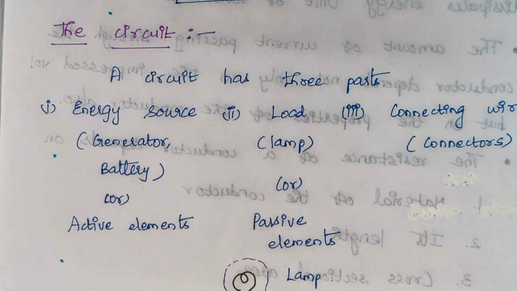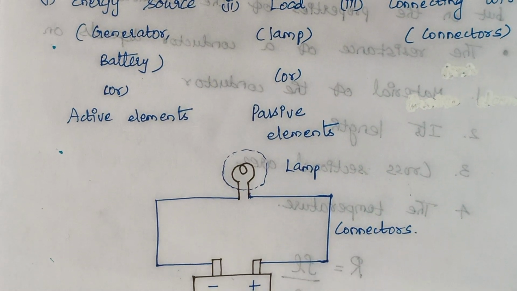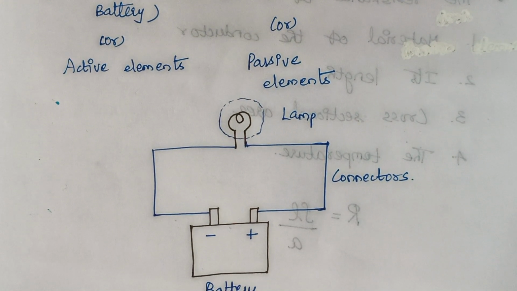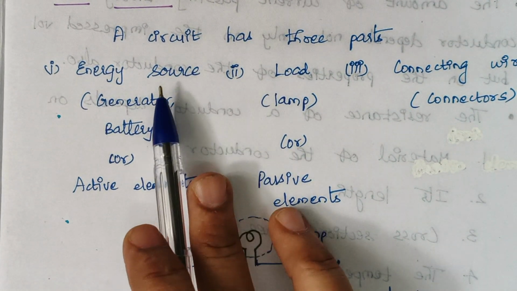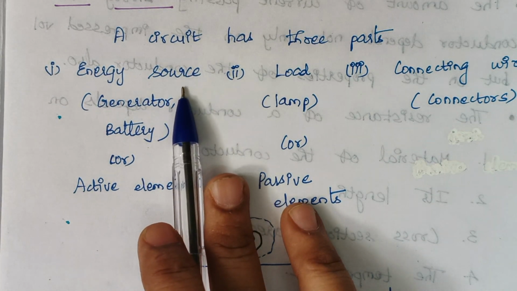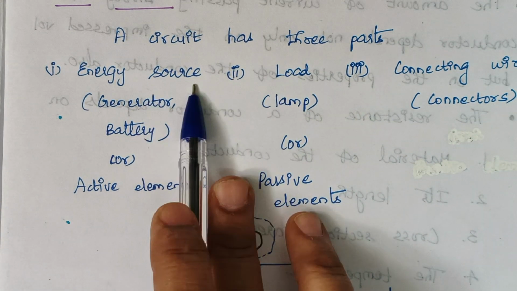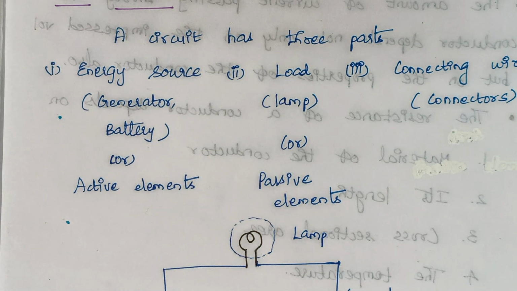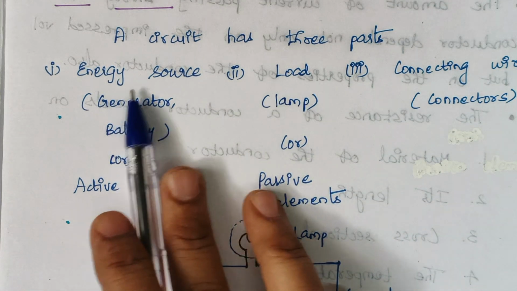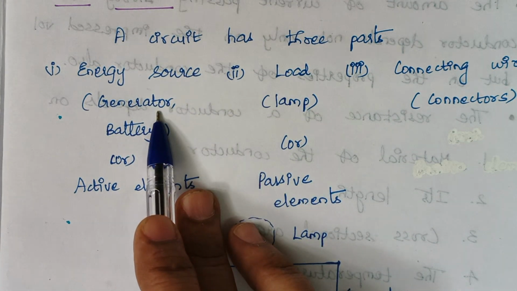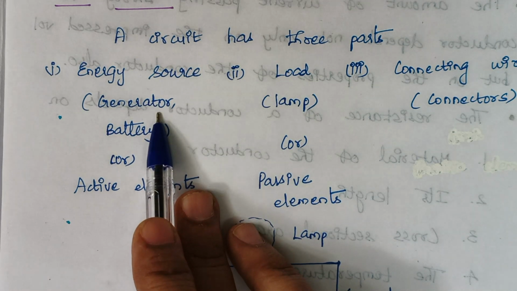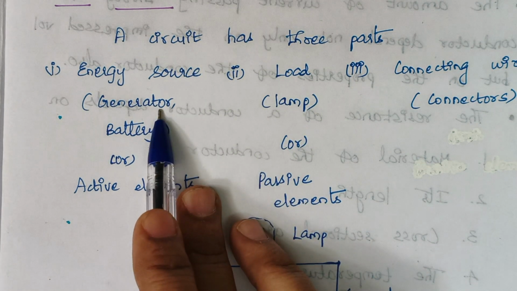Here you see, this is the typical example of a circuit. The first thing is energy source. What do you mean by energy source? As the name is given, source: this is the thing which gives power to the circuit, which gives energy to the circuit. The examples are generators, as we all know. Even during power cuts, we will turn on the generators. So generator is a form of energy source.